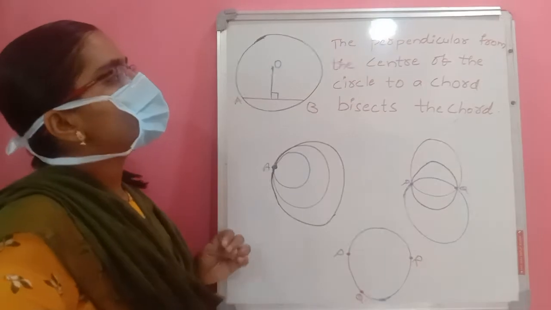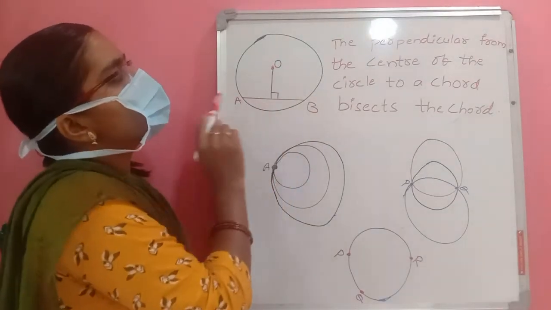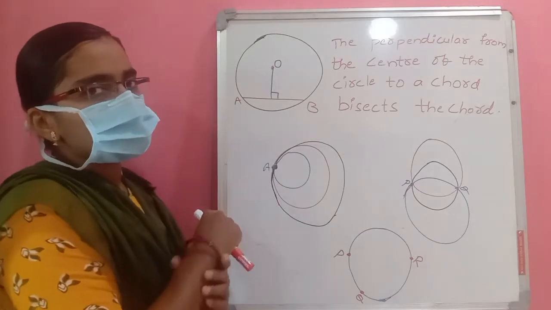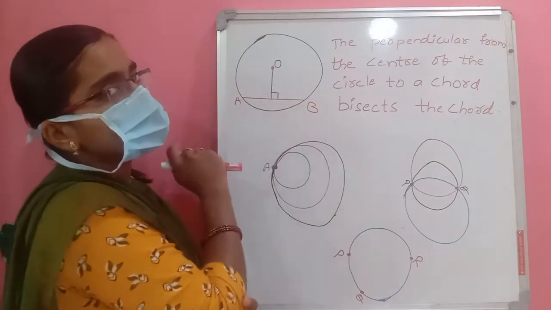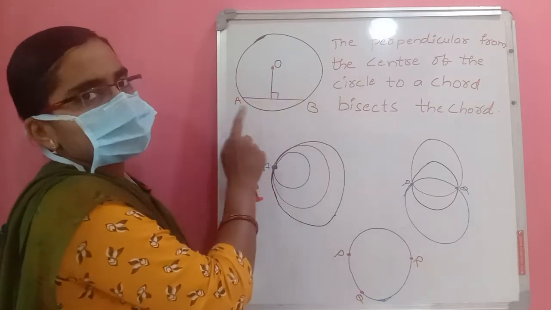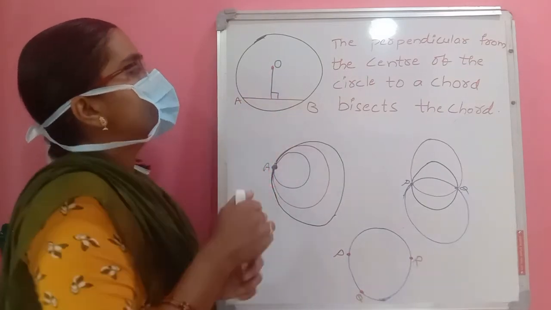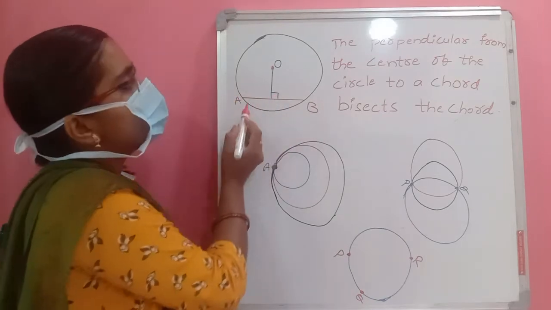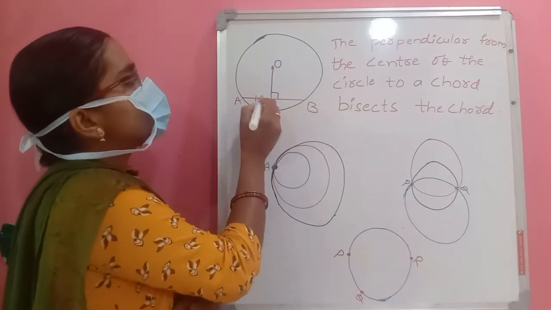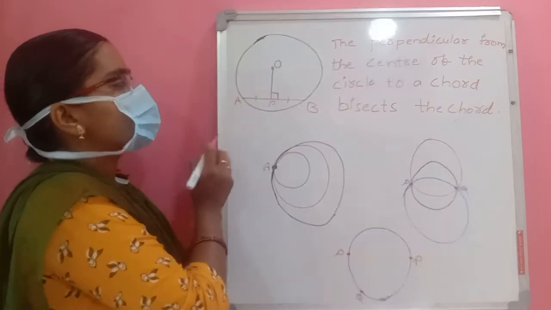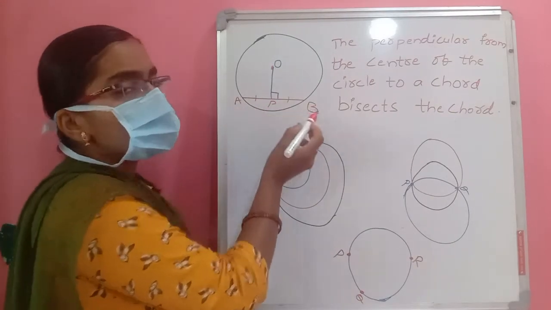The perpendicular from the center of the circle to a chord bisects the chord. So, if AB is a chord, if you take a perpendicular line from the center to this chord AB, it bisects the chord. Perpendicular means a 90 degrees line. It bisects the chord means it makes two equal halves. If you take this as P, AP is equal to PB.